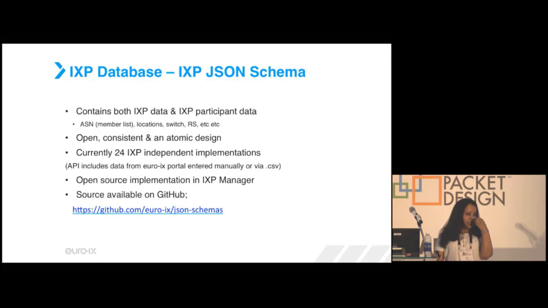So we also have an IXP JSON schema, and this contains both IXP data and the IXP participant data. So for example, the ASNs, the locations, so just all the information that I've just presented to you. Currently, we have 24 independent IXP implementations, and over the last couple of days, I've actually found that there are other IXPs that are doing this, which aren't listed yet. So I think there are quite a few more. And also, there is an open source implementation in IXP Manager.